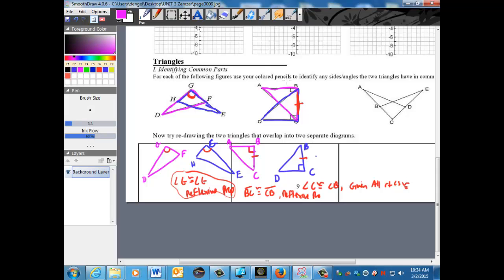Alright, then we're going to highlight the last triangle, and we'll redraw it again. So let's get that down. So here's A, here's C, and here's D. And then we'll highlight this triangle.